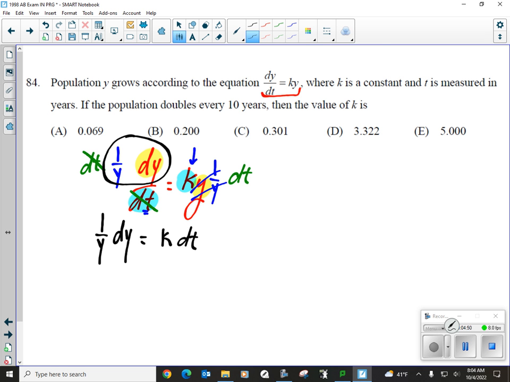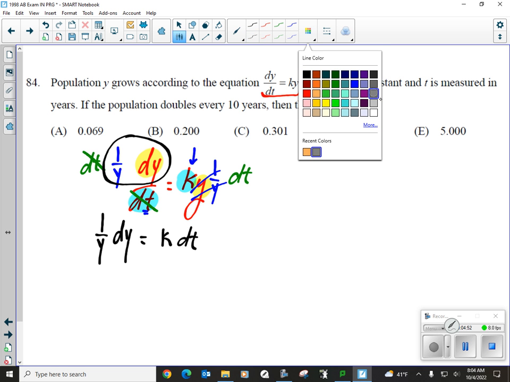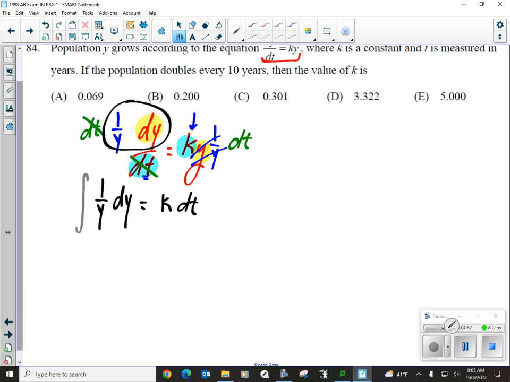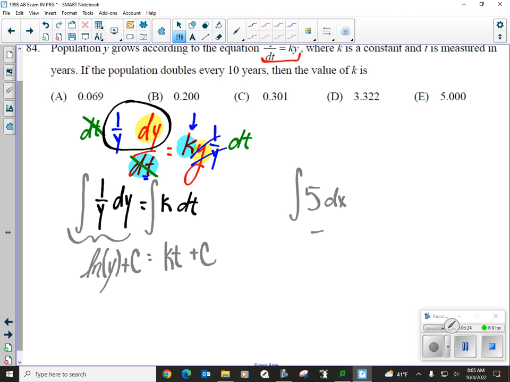All right. At this point, I need to integrate both sides. I want to get rid of the dy and the dt, so I'm going to integrate both sides. This simply gives me the natural log of y plus a constant. There are no bounds. I need to add a constant, okay? This here gives me kt plus c. Now keep in mind, if I'm integrating the number 5, let's call it dx, it would just give me 5x, right?